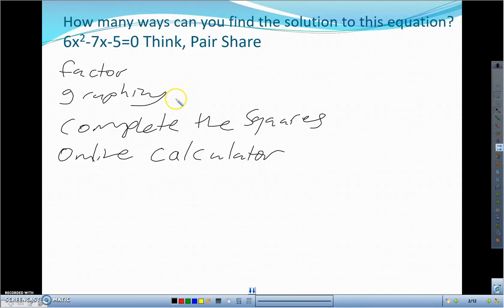I'm sure you could come up with a few on your own, but again, this is supposed to be a think, pair, share, and there's no real right answers. There's multiple answers.